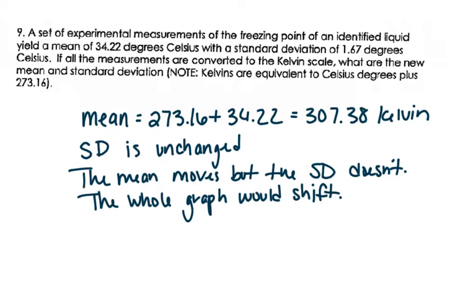All right, number 9. This is just talking about what's going to happen to the mean and standard deviation if you converted from Celsius to Kelvin. You could calculate it if you wanted to. Okay, so for the mean, you would just add 273.16. So your new mean would be 307.838. The standard deviation wouldn't change because you're still going to be the same amount spread out. So the mean moves, but the standard deviation doesn't. The whole graph would just shift up. That's all that would happen.